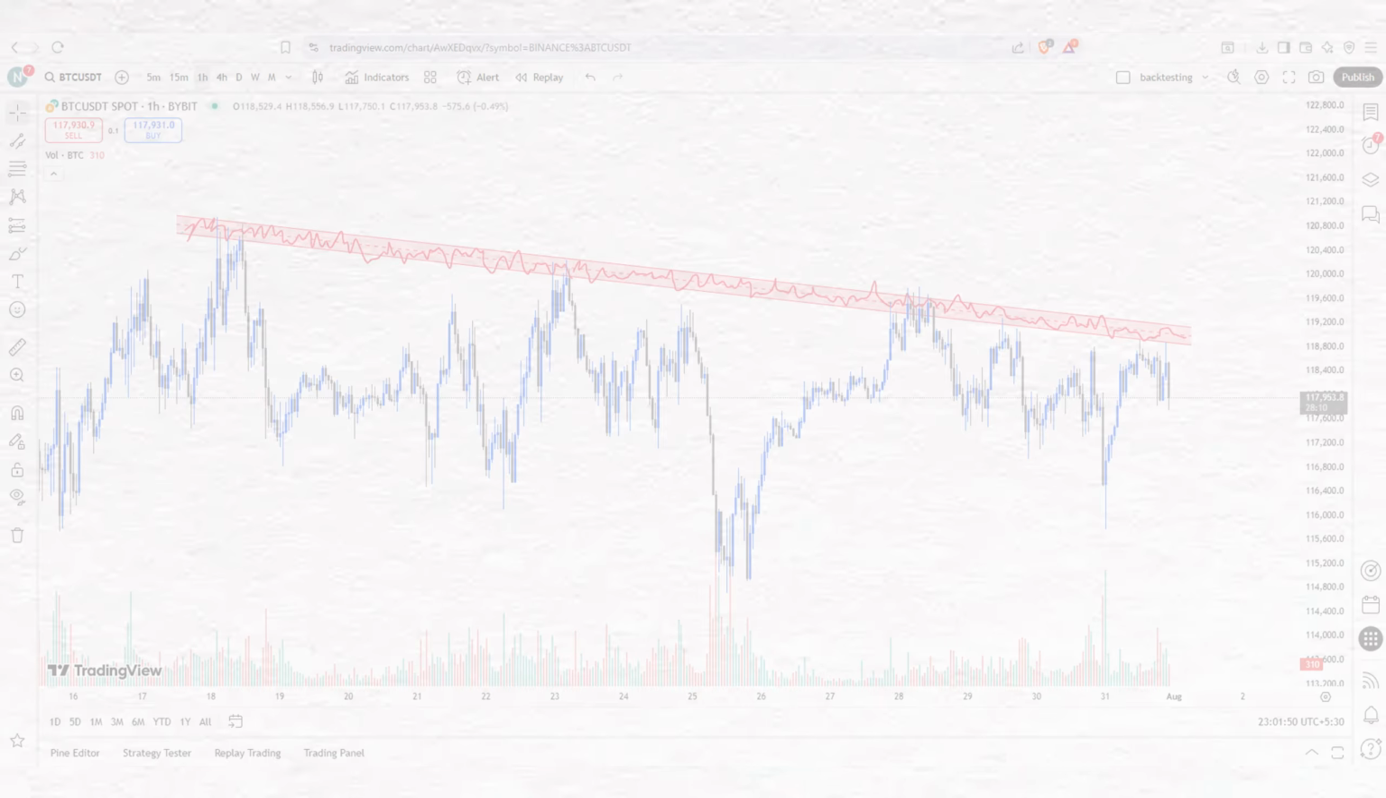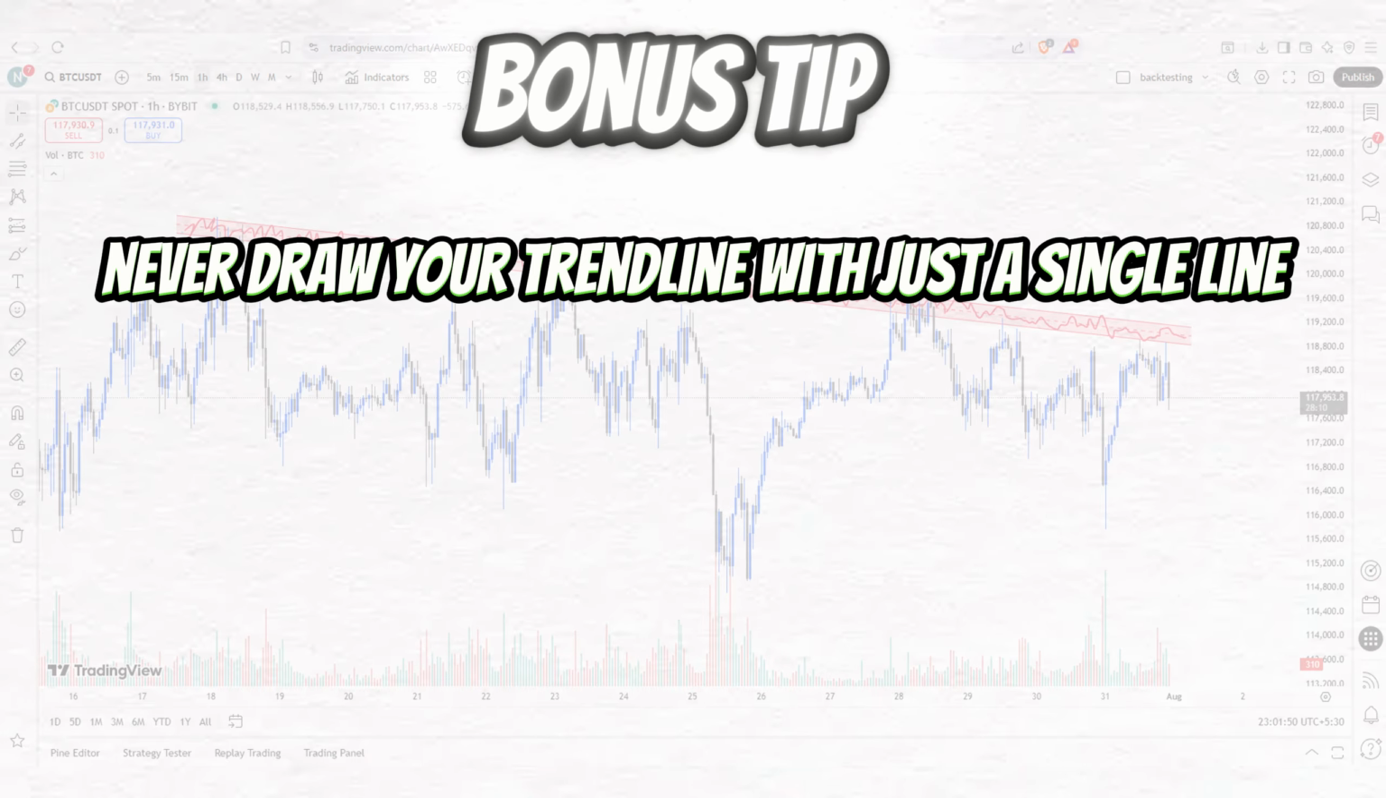And here comes my bonus tip. Never draw your trend line with just a single line. Instead, go to this Drawing Tools area on TradingView and select this Parallel Channel tool to create a trend line zone in a different angle.